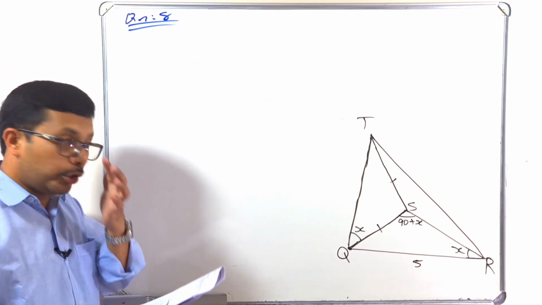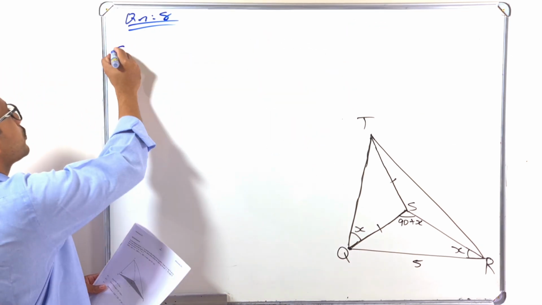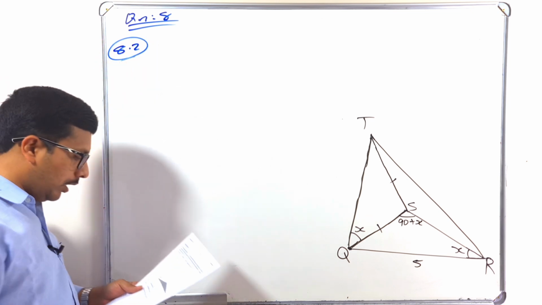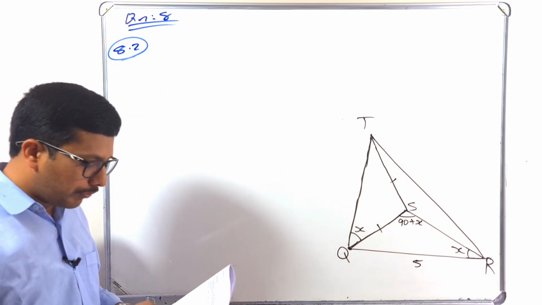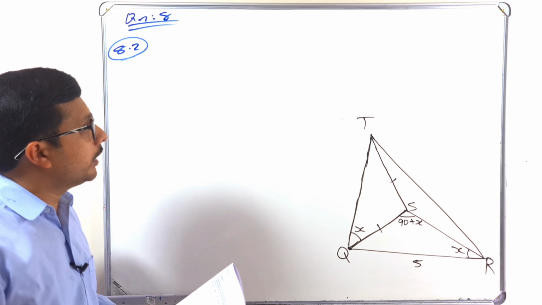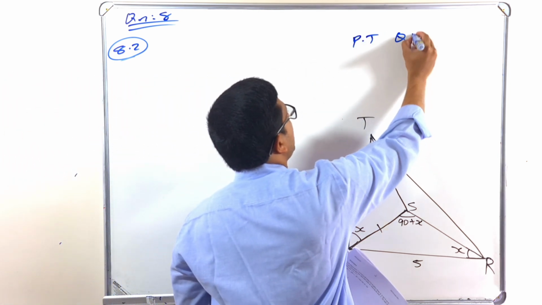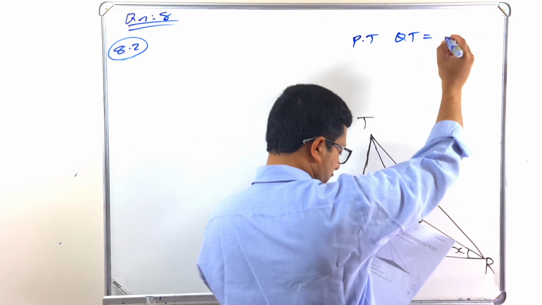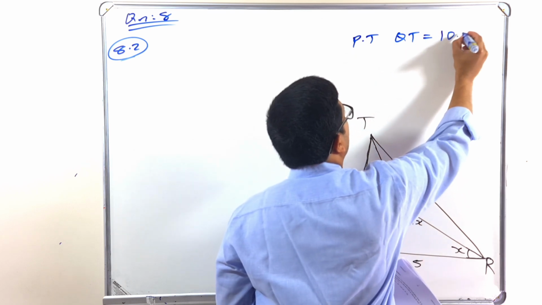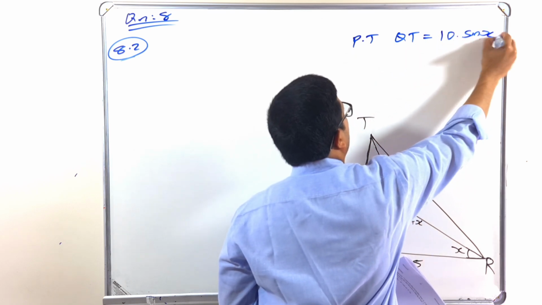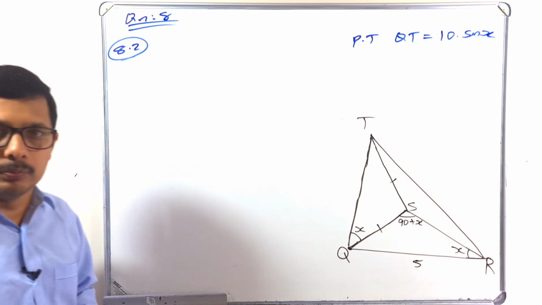Okay, question number 8.2. What is that question? 8.2. Prove that the length of QT is equal to 10 sin x. You have to prove that QT is equal to 10 sin x. 10 into sin x. That is what you want to prove.